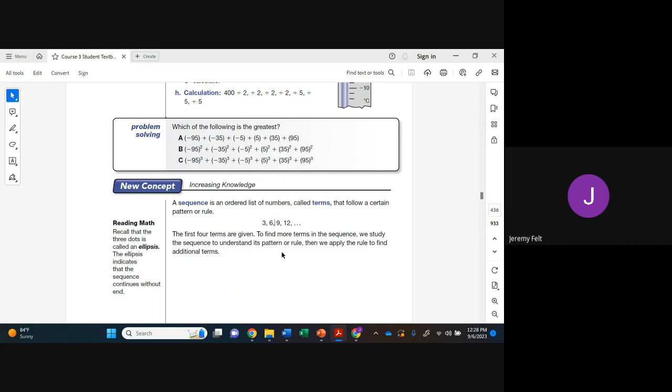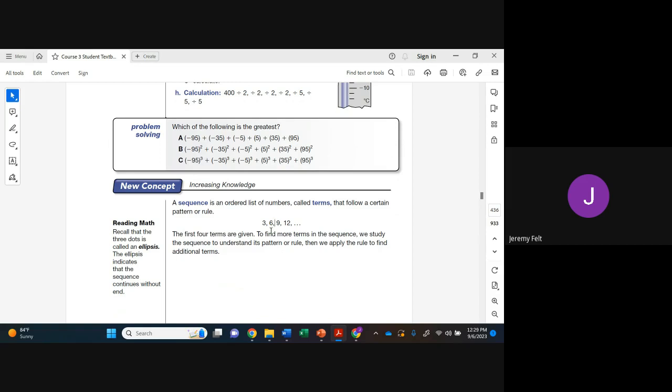So if we're only given one or two numbers, we may not be able to find the pattern. Like from 2 to 4, that could have been adding 2, that could have been multiplying by 2, it could have been 2 squared is 4. So we would have to know 2, 4, 6. Okay, we're adding 2, or it's multiples of 2 every time.